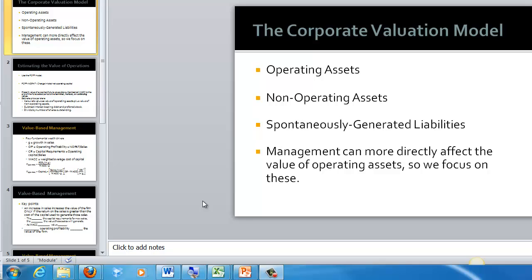This lecture today is over valuation, and specifically we're going to value a firm and then value a stock using the free cash flows to the firm model.